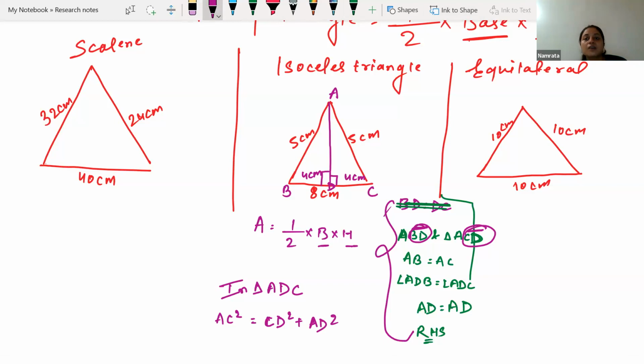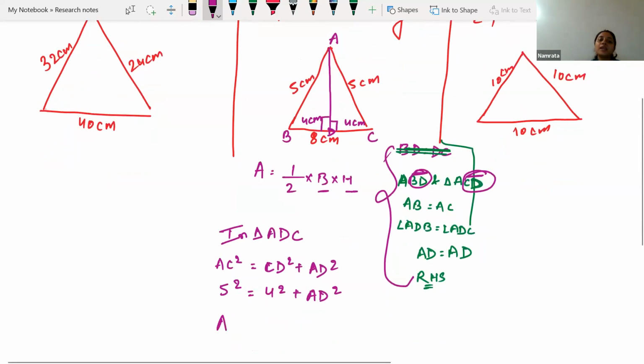Why are we finding AD? So that we can find the area of the triangle, that is base into height. Height is not there, so we are totally focusing on finding the height. So AC is 5 square, CD is 4 square, AD we want to find. So AD square is equal to 25 minus 16, that means 9, and AD we have over here as 3.